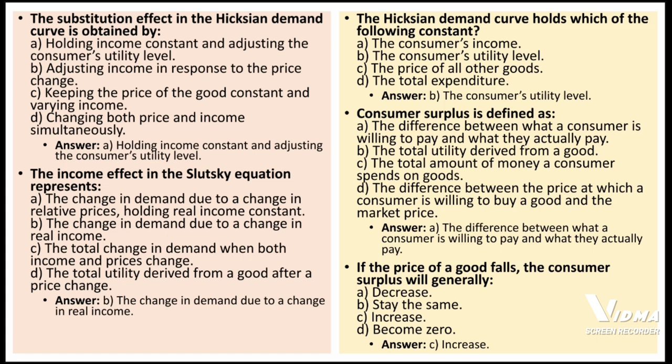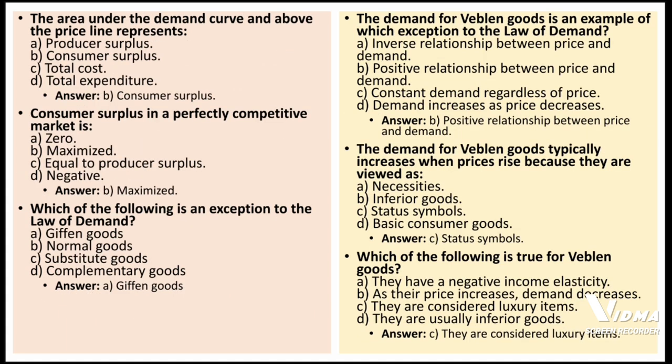in real income. The Hicksian demand curve holds which of the following constant? Answer is B, the consumer's utility level. Consumer surplus is defined as: answer is A, the difference between what a consumer is willing to pay and what they actually pay. If the price of a good falls, the consumer surplus will generally increase. Answer is C. The area under the demand curve and above the price line represents: answer is B, consumer surplus.